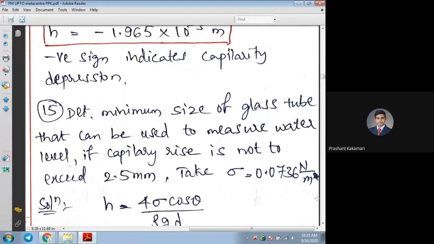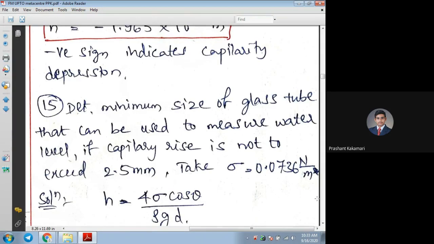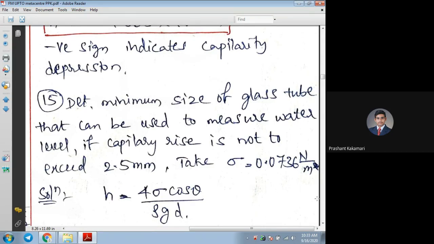Take sigma, the surface tension, of which liquid? The liquid they have given is water. So I'll consider the density as 1000 here in this problem. Surface tension value they have given is 0.0736 newton per meter for the given water. In this problem, you check at what diameter this can be sustained.